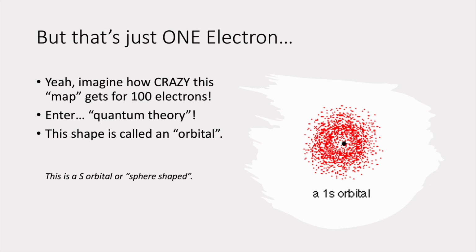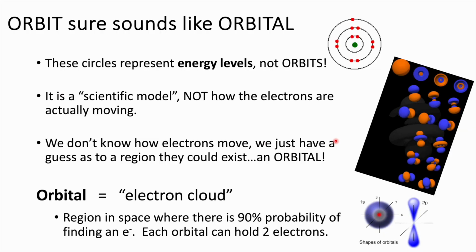Enter something called quantum theory. This shape is called an orbital. They couldn't get rid of the word orbit. They loved the idea that electrons were orbiting so much that they called this shape, the shape where an electron likely exists, an orbital. This is specifically an s orbital, or it's spherical shaped or sphere shaped. Orbit sure sounds like orbital.